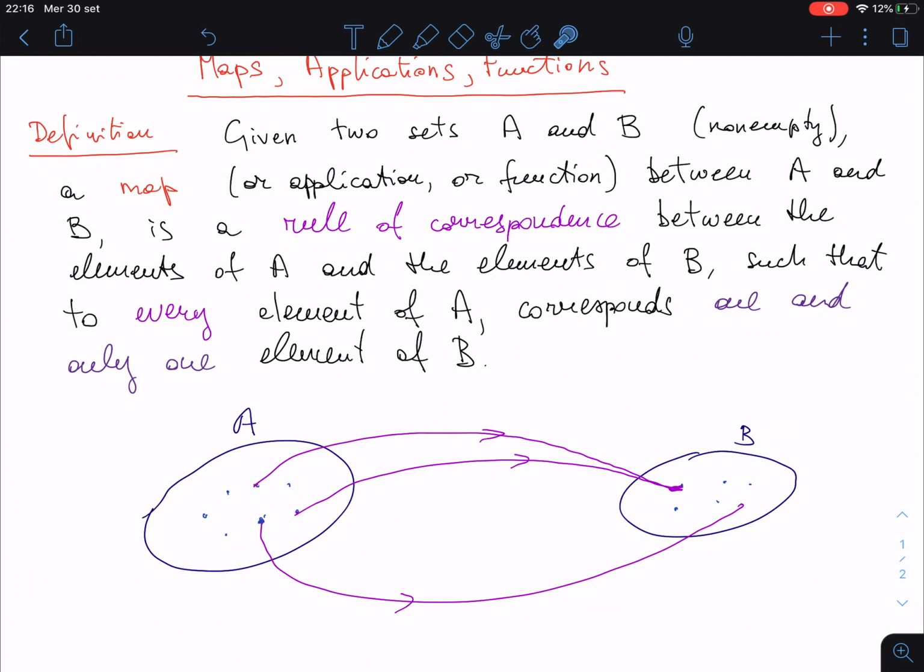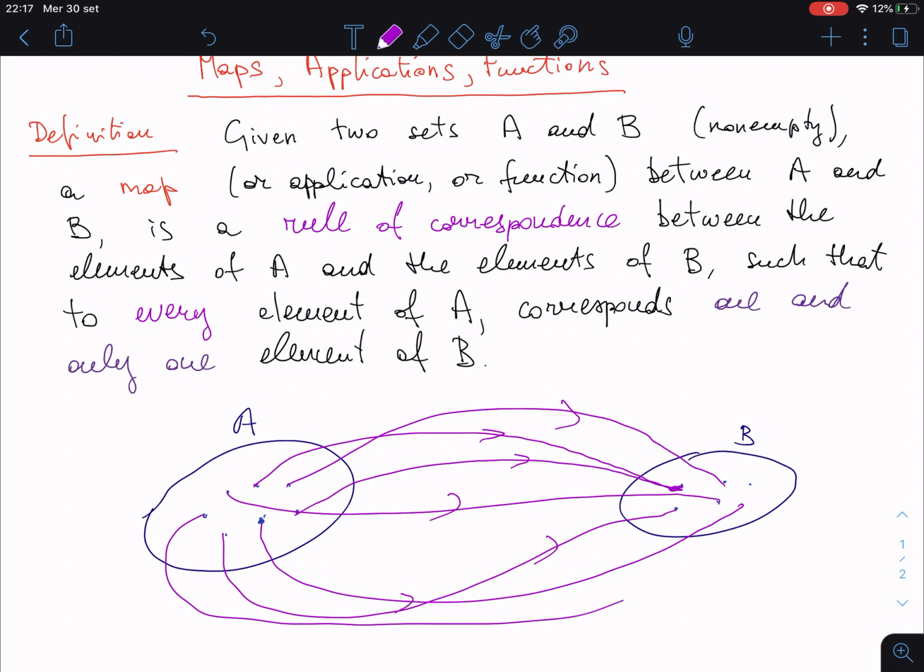And moreover, what I represented here up to now is not a function, because we have to find an arrow for every element of A. So for instance, this guy here, this guy here, and then here, and then here. Okay, this is a function. To every element of A, there corresponds an element of B. Notice that here, there is an element of B that is not reached by any element of A. It's no problem. It can be. It does not contradict our definition.